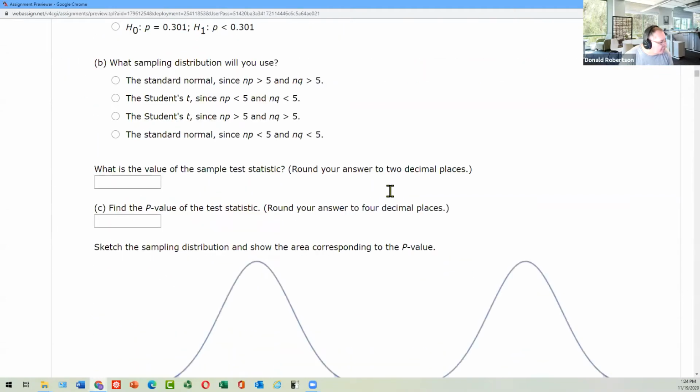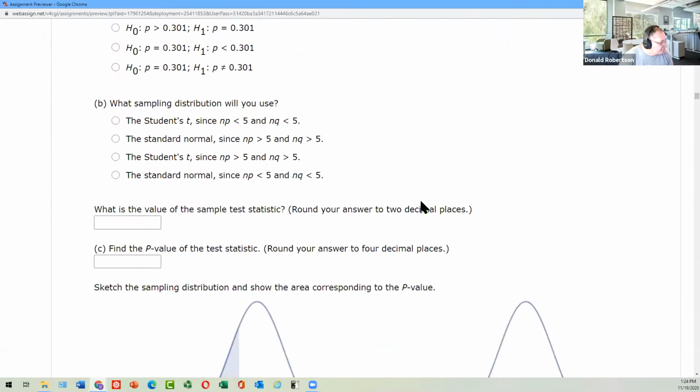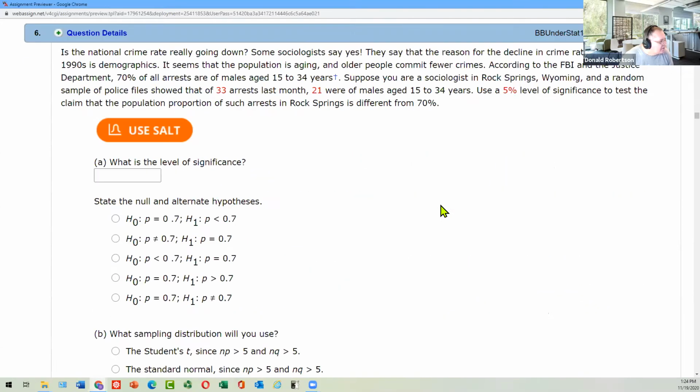I'll not do that one. It's a pretty boring question. It's the Benford's Law one again. Right, let's do 6.